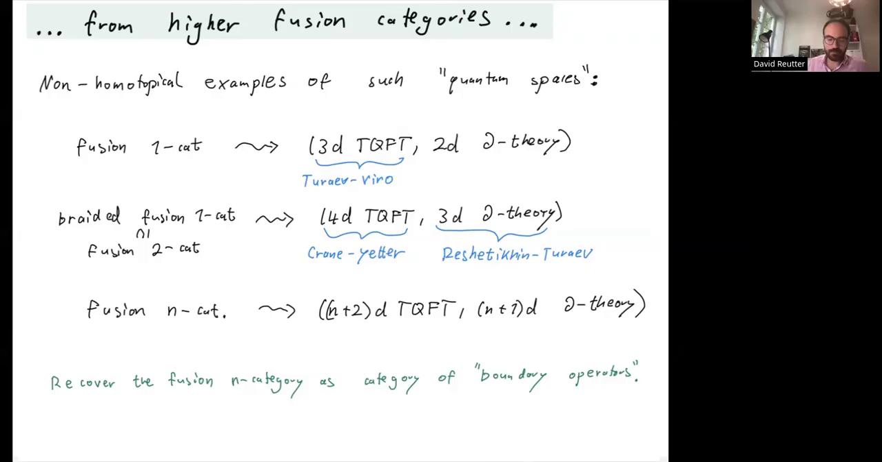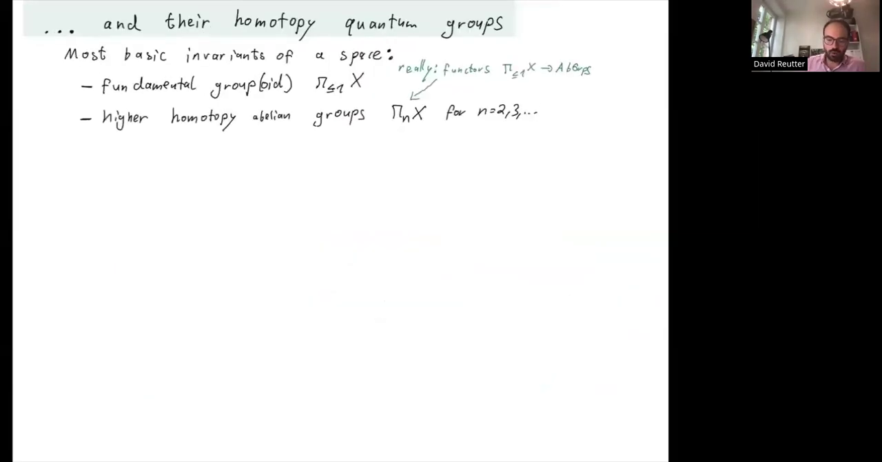Okay, so these are examples. So higher fusion categories, fusion 1 categories, fusion 2 categories, and so on, give rise to these packages, these pairs of a TFT and a boundary theory, variously called quiche, or maybe quantum space. Okay, but I was saying earlier that you want to pretend such a pair of a d plus 1 dimensional TFT and a d-dimensional boundary theory behaves like a topological space or generalized topological spaces.